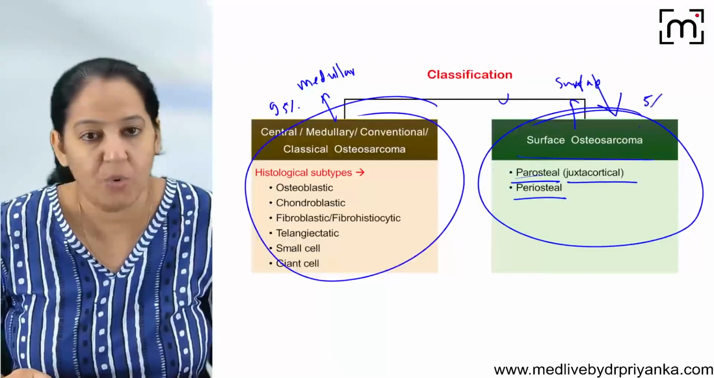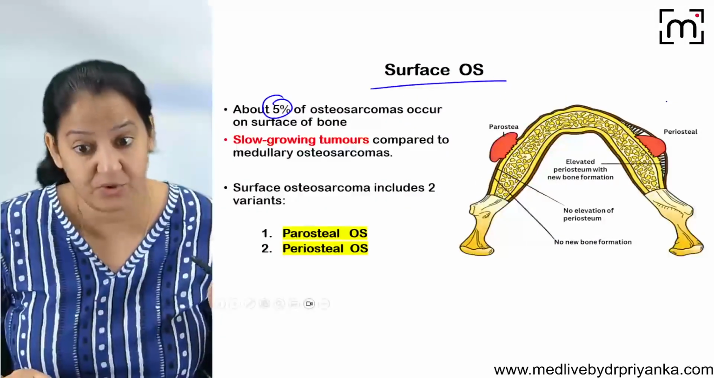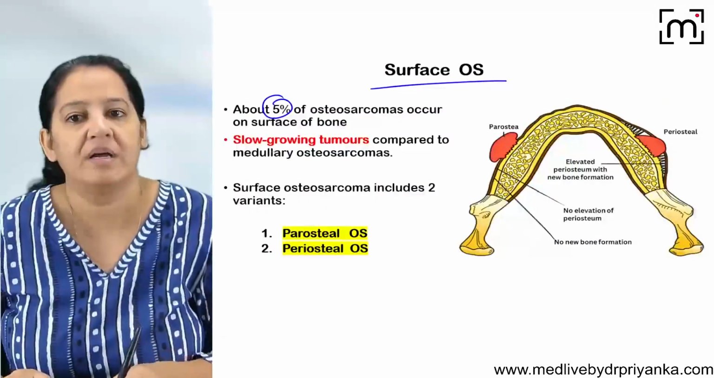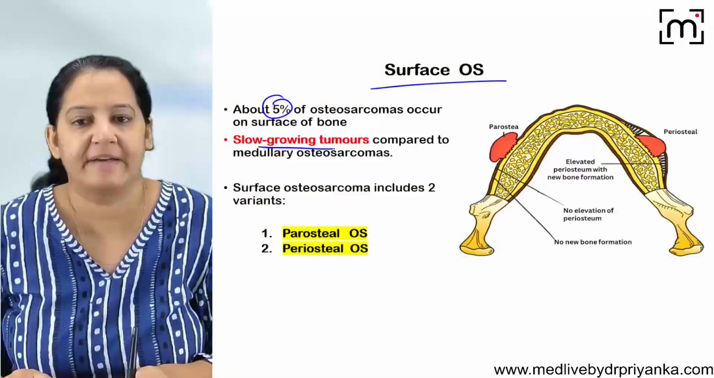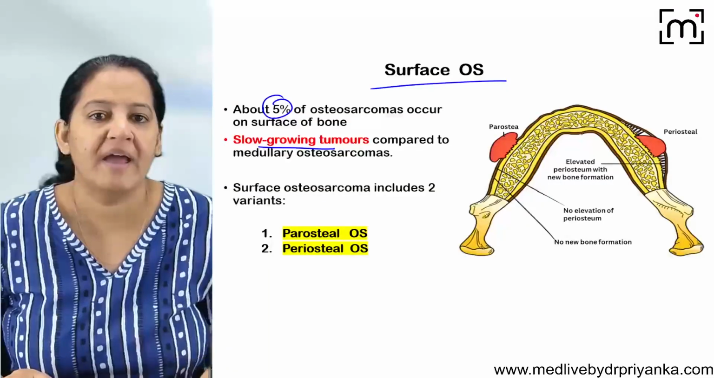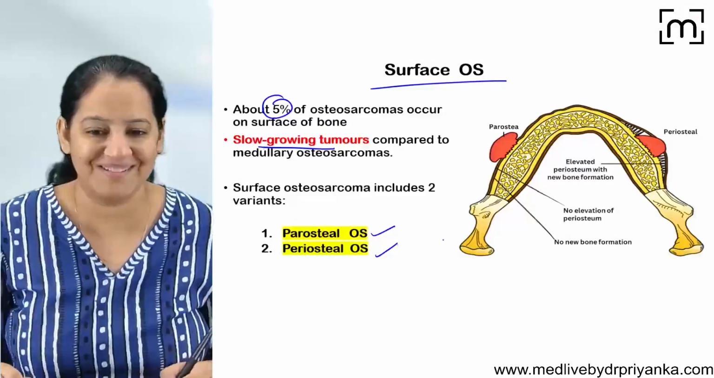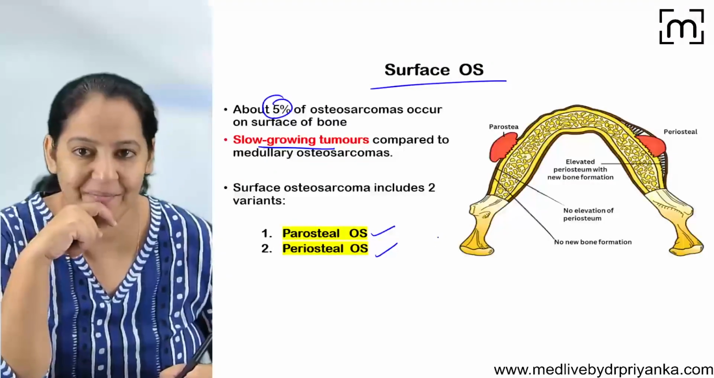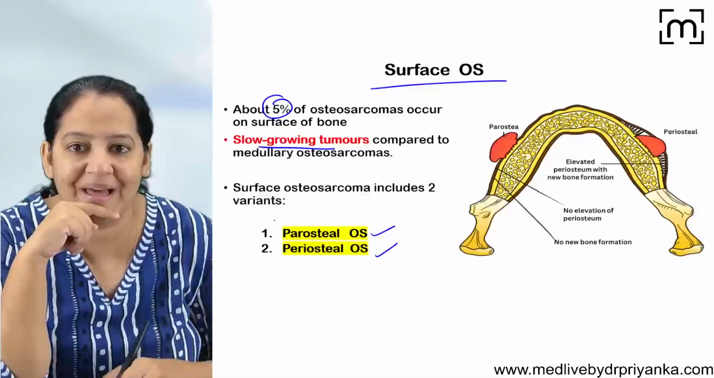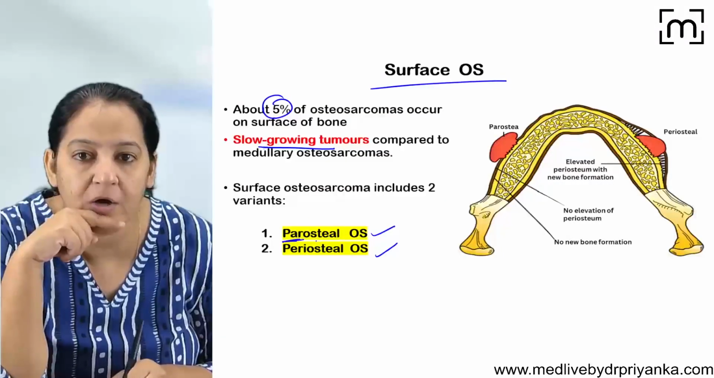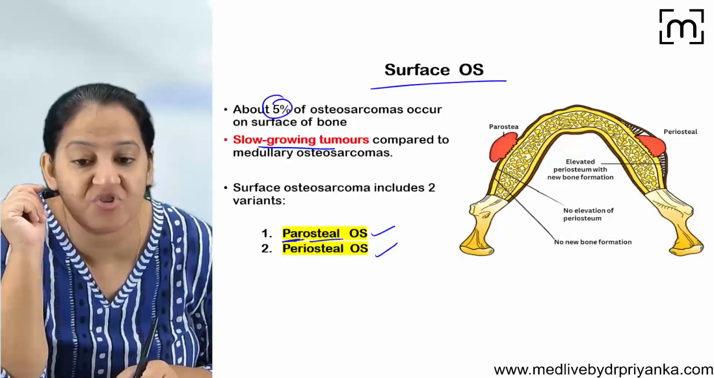They are very rare. Only 5% of the total osteosarcoma are surface osteosarcoma. They are slow growing as compared to medullary osteosarcoma, and they arise from the surface. Now what are the two types, parosteal and periosteal? See the diagram. One is parosteal, also known as juxtacortical.